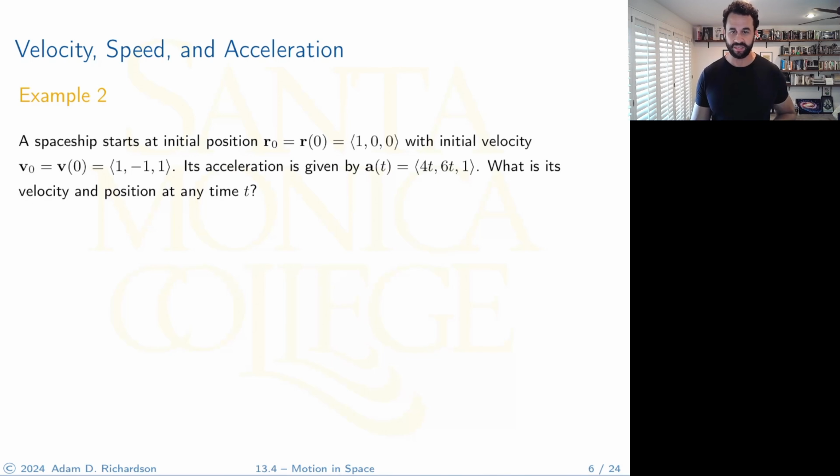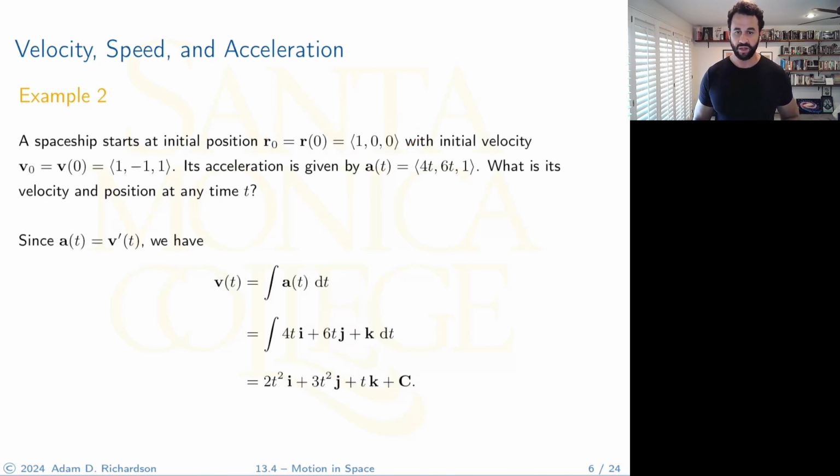All right, so let's do this one together. We've got an initial position, an initial velocity, and an acceleration vector that gives us the acceleration at any time t. So this is a situation where, if we want to recover the velocity and position vectors, we're going to have to integrate the acceleration vector. We integrate it to get the velocity vector, then use the initial condition to find an explicit form of the velocity vector. Then we can integrate the velocity vector to get a position vector and use the other initial condition. So that's what we're going to do.